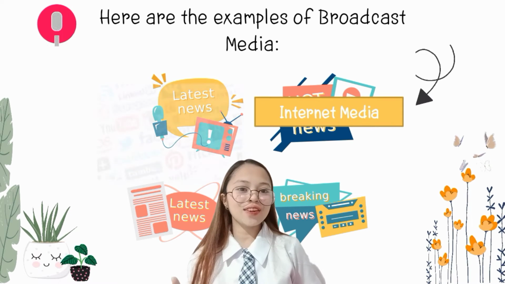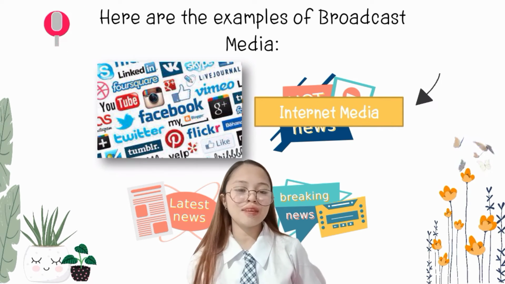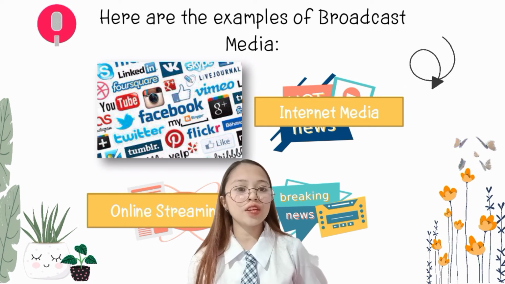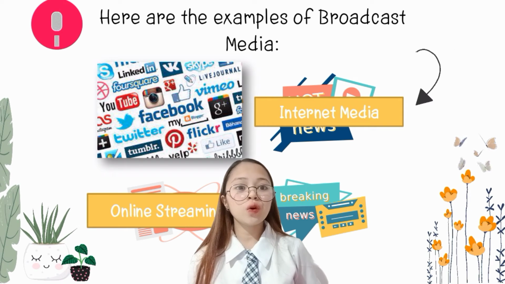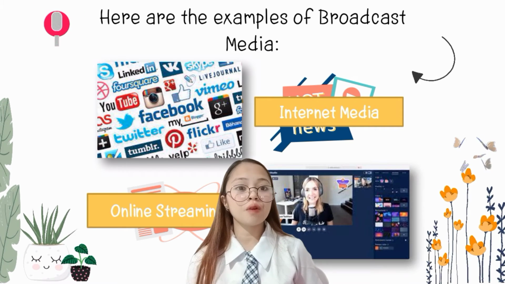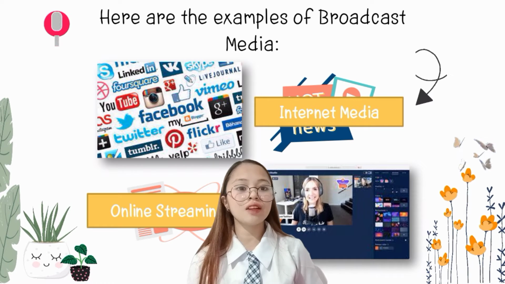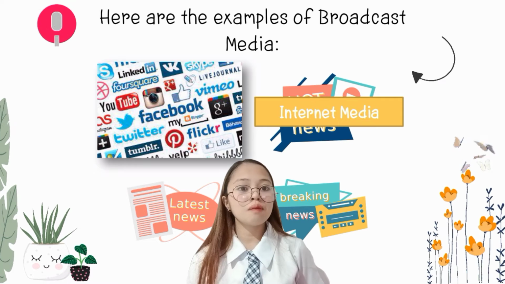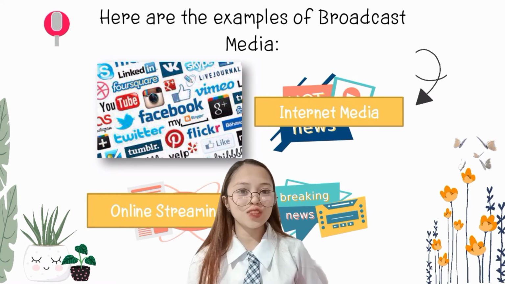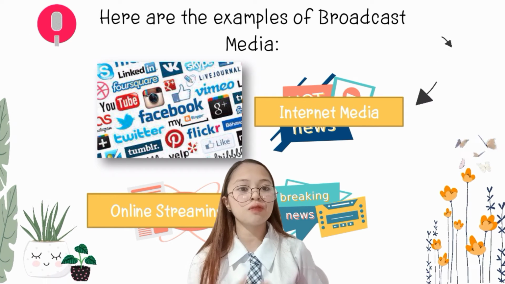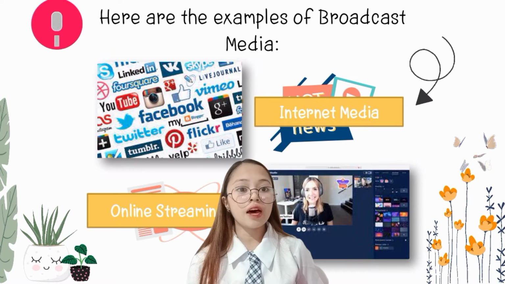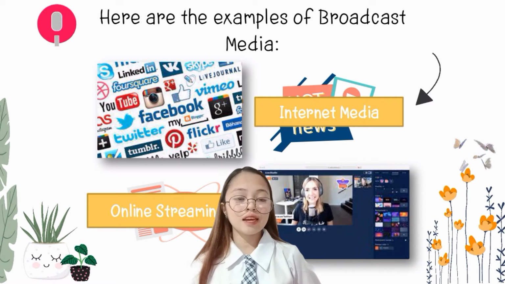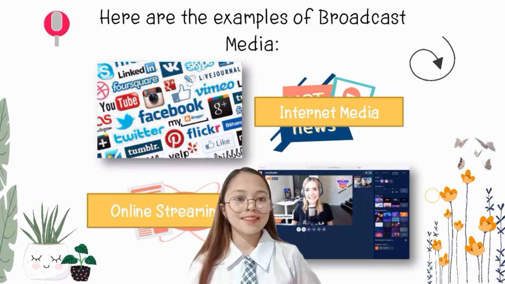Okay, so we have here the examples of broadcast media. So first, we have the internet media. I know that you are familiar with this type of media. It basically refers to the use of the internet in disseminating news and information to the people. Examples of this include blogs, websites, and even podcasts.